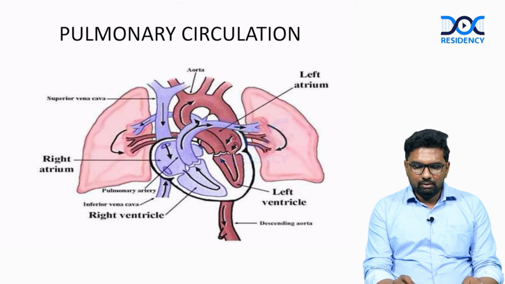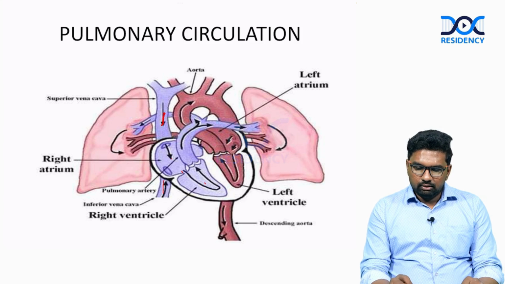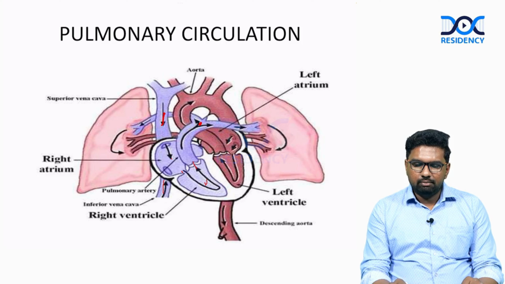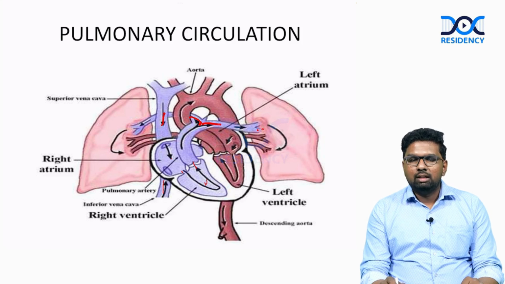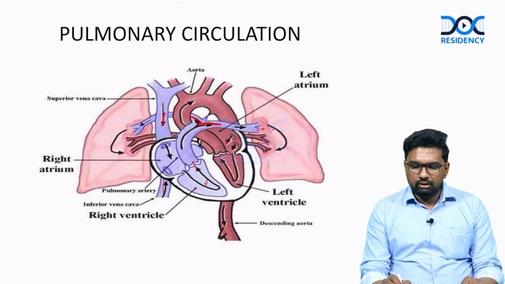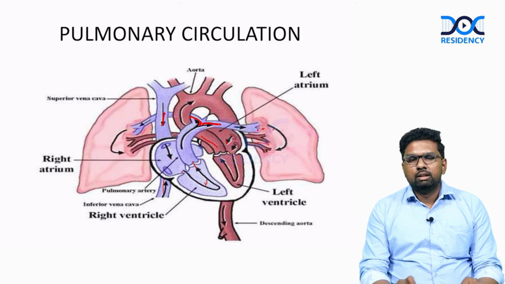The blood from the SVC and IVC will enter into the right atrium, from right atrium through the tricuspid valve into the right ventricle, and through the pulmonary valve to the pulmonary artery. In the pulmonary artery, the blood gets oxygenated, and through the pulmonary veins, it enters into the left atrium. From left atrium through the mitral valve, it enters into the left ventricle, and from the left ventricle, it goes into the aorta. So this is the thing.